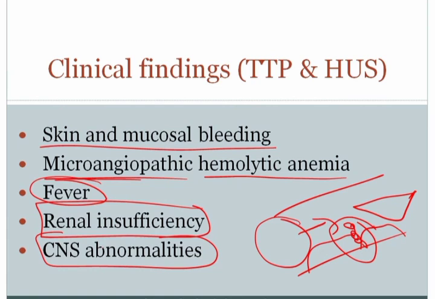What's important to note is that in TTP, the predominant problem is CNS, and in HUS, the predominant problem is renal. And the way you remember that is that in HUS, you know that the letters stand for hemolytic uremic syndrome. And remember that uremia is a sign of a renal problem.